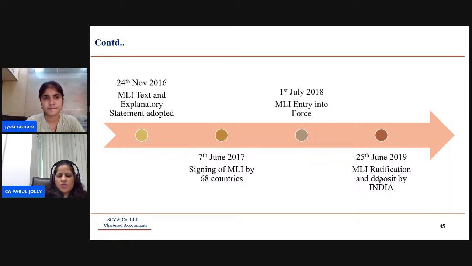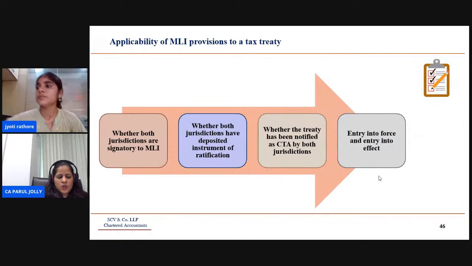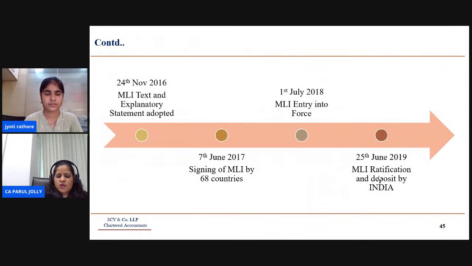India deposited this document of ratification on 25th June 2019. Entry into force is defined as 3 calendar months from the date of deposit of the instrument of ratification. So India, since it deposited the instrument of ratification on 25th of June 2019, the date of entry into force would be 3 calendar months later, which would be July, August, September. So 1st of October 2019 is the date when the MLI is said to have entered into force for India.